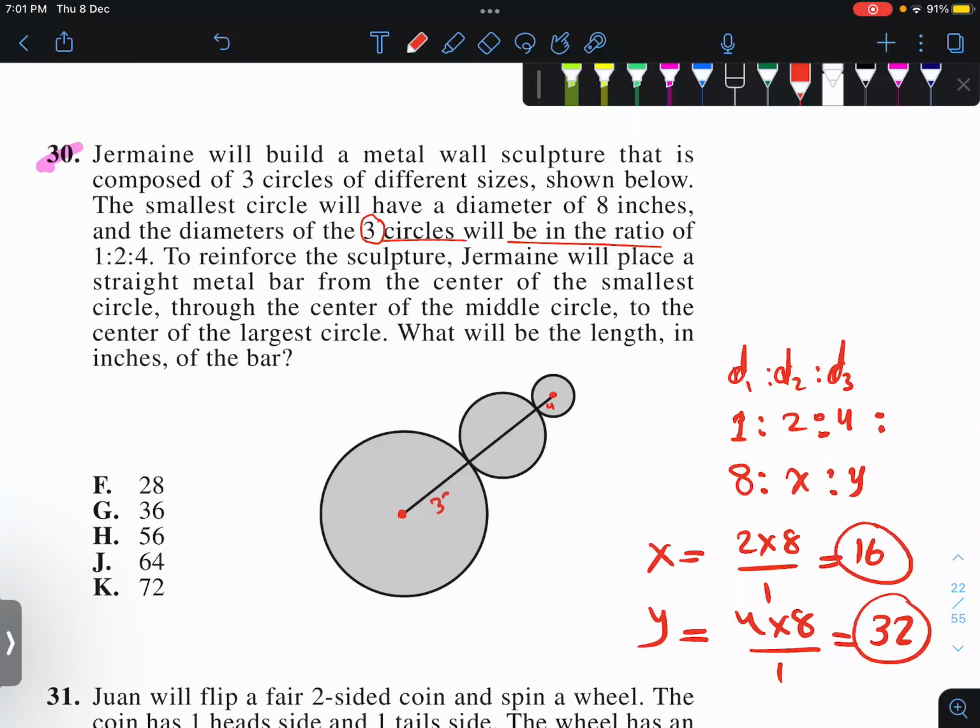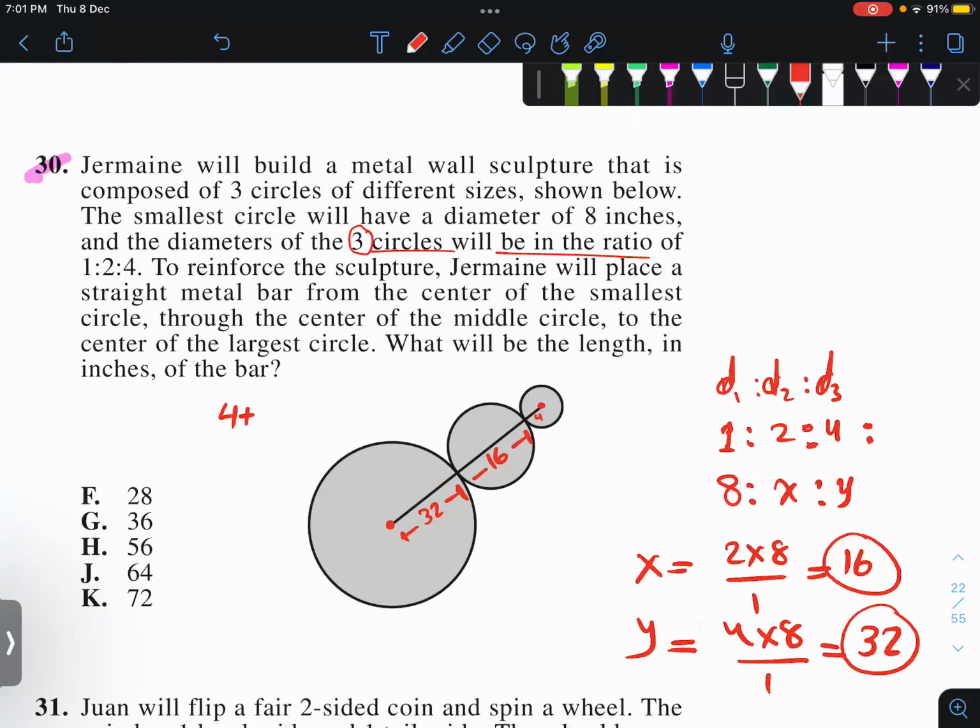So here it's 32, and the diameter here is 16, and it's 8. But not 8 here, it's 4, because it's only the radius, not the diameter, in the smallest circle. So we should add 4 plus 16 plus 32. Here 8 and 48 plus 4, which is what? 52.